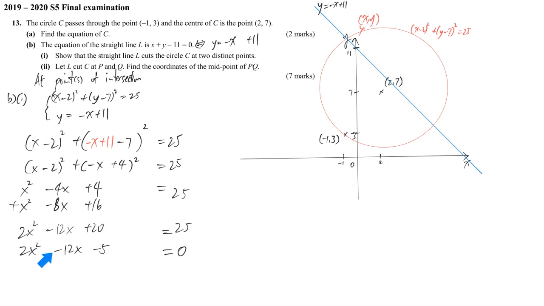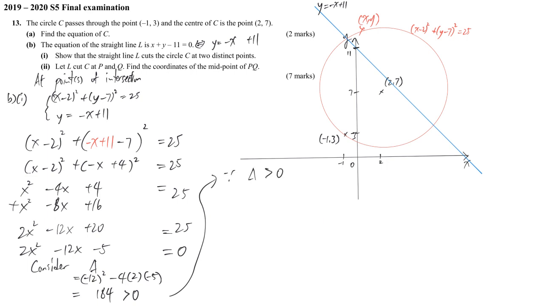We use the standard format to write down the quadratic equations. Our concern is how many real roots here, so you don't need to solve it by using your calculator. You just need to consider the discriminant. Delta is equal to b squared minus 4ac. b is negative 12, a is 2, c is negative 5. It gives you 184, and the key point is this is larger than 0. It is positive. So we can draw the conclusion. Since delta is larger than 0, therefore there are two real roots for the simultaneous equation. That means there are two distinct points of intersection.